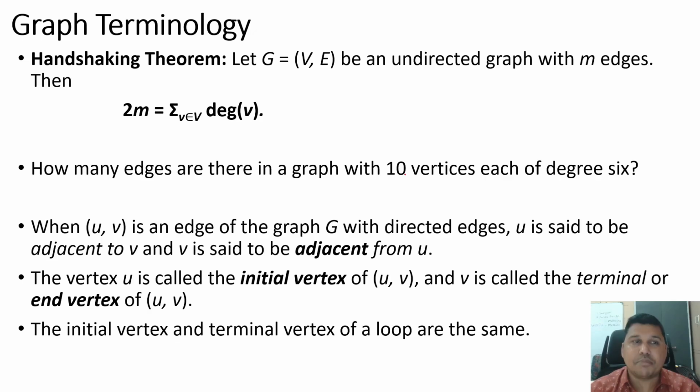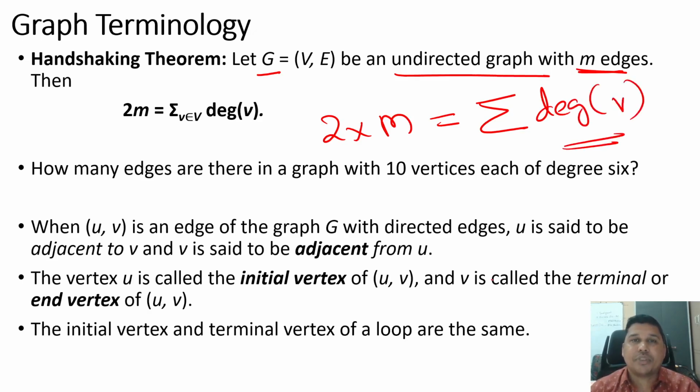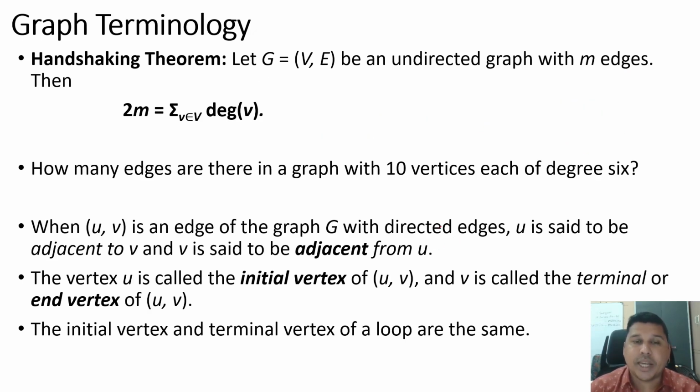We have some theorems in graphs. So many points are there, and we will try to explore them. What is the handshaking theorem in graph theory? It is a very popular theorem. It says that if G is an undirected graph with m edges, then 2 times the number of edges is equal to the summation of the degrees of all the vertices. Let's see what it is telling us. Let me draw a small graph here.